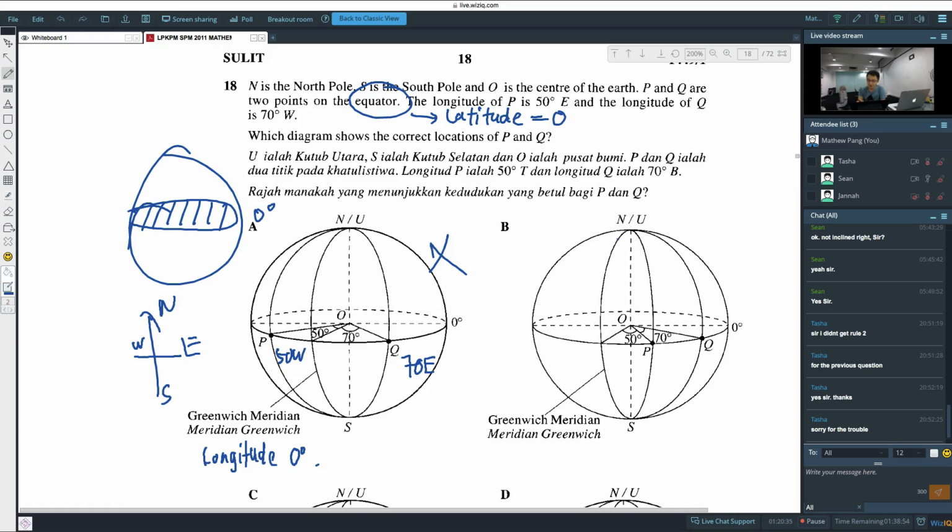Have a look at this one. Greenwich meridian is this line. P is 50 degrees east of the Greenwich meridian, so P is 50 E. And Q is 120 degrees from the Greenwich meridian to the east, so it's 120 east. So definitely B is wrong.